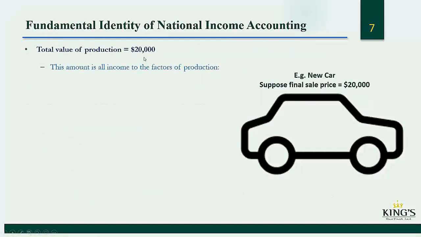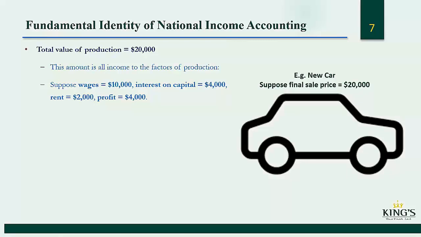So let's just suppose that in an economy, there's only one good produced, and it's a car, and the total value of that production is $20,000. It's easy to see that this amount, the $20,000, is going to be income to all of the factors of production, right? If you work at the car manufacturing firm, you're going to get a wage. And then the firm's going to use some capital. If it rents the capital, it'll pay interest. If it owns the capital, then you could think of it as just paying that interest to itself.